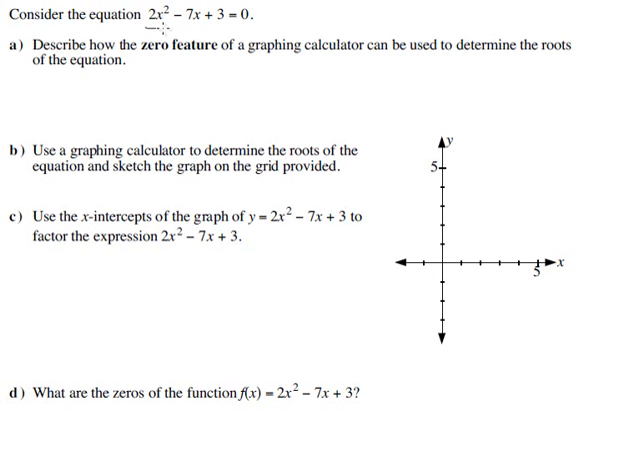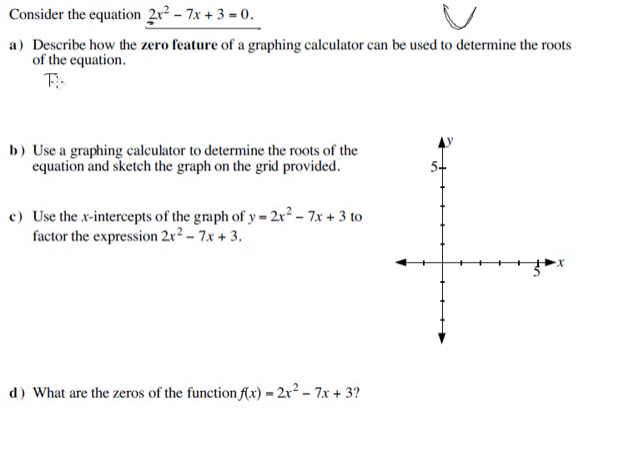Consider the equation 2x squared minus 7x plus 3 equals 0. Okay, that's quadratic. It opens up, and so it's going to have a U shape generally. Exact location to be determined in a bit. Describe how the zero feature of a graphing calculator can be used to determine the roots of the equation.